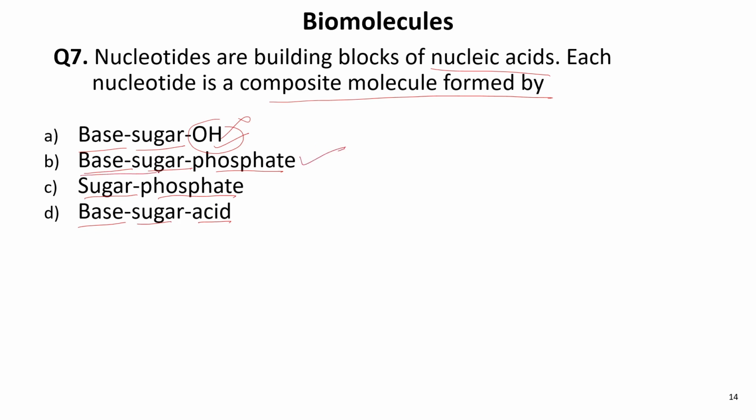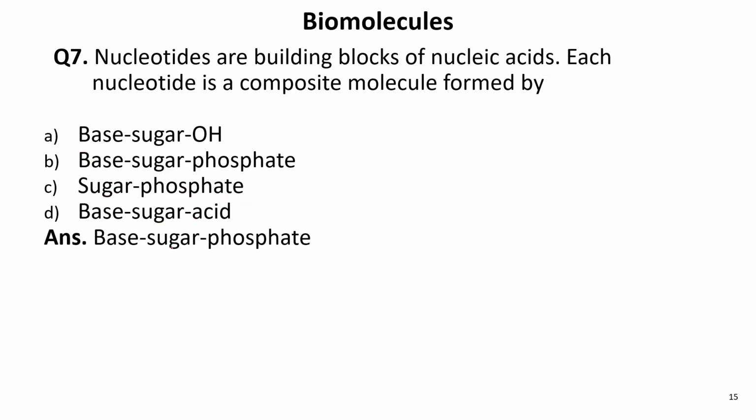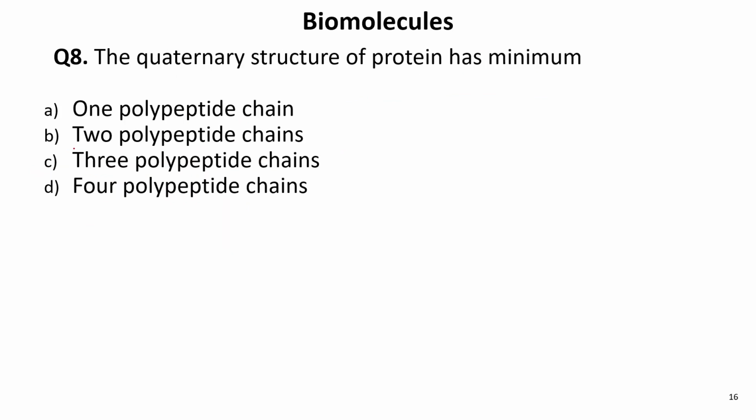Base and sugar unite together to form the nucleoside, but when the nucleoside joins with the phosphate group, it forms the nucleotide. Sugar and phosphate group, they don't form the nucleotides. Base, sugar and acid is not present in the nucleotides. So the correct option is D, that is base, sugar and phosphate. Moving to the next question.